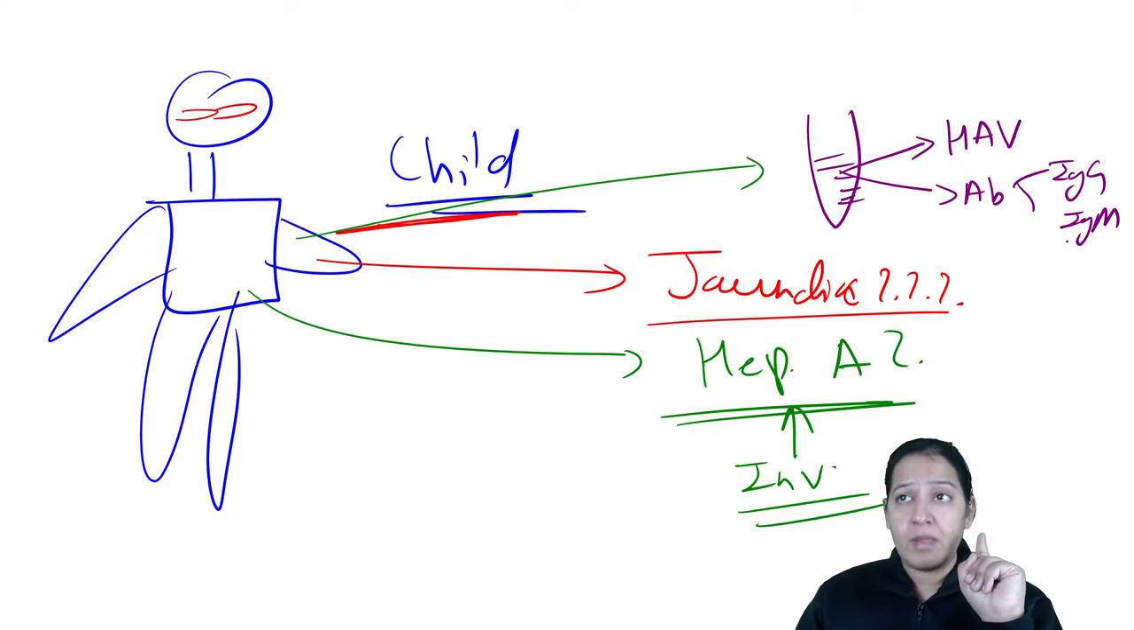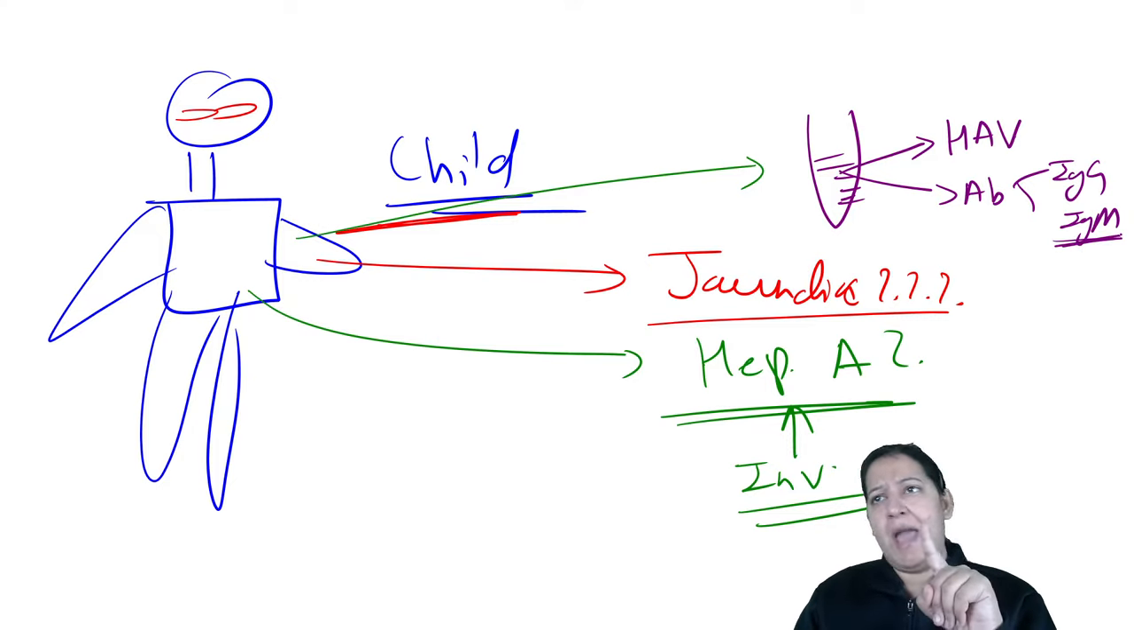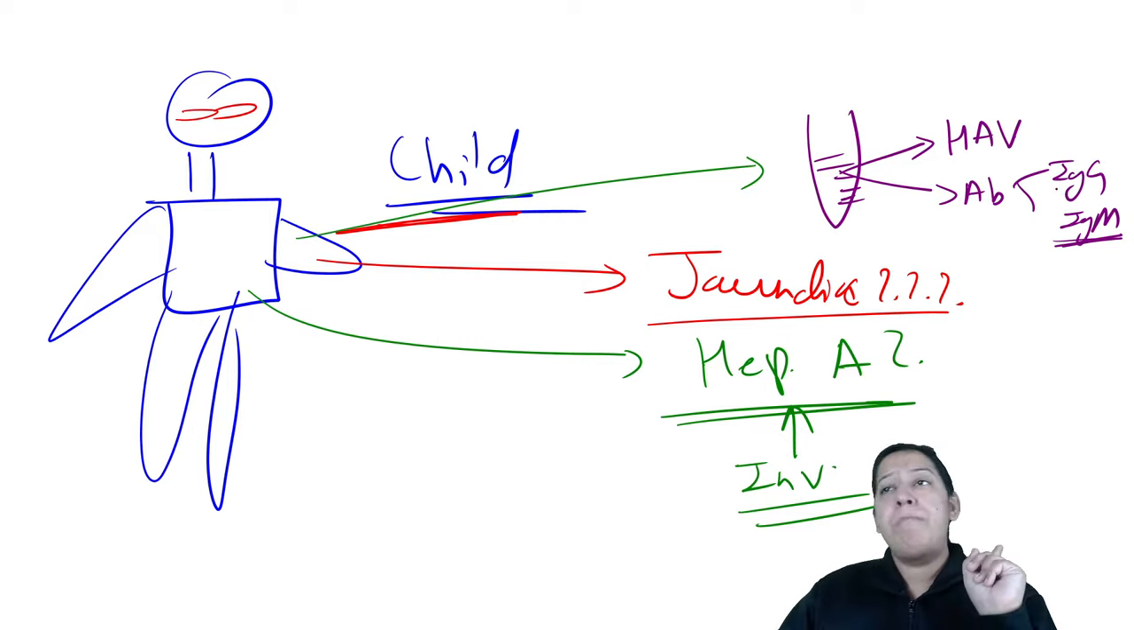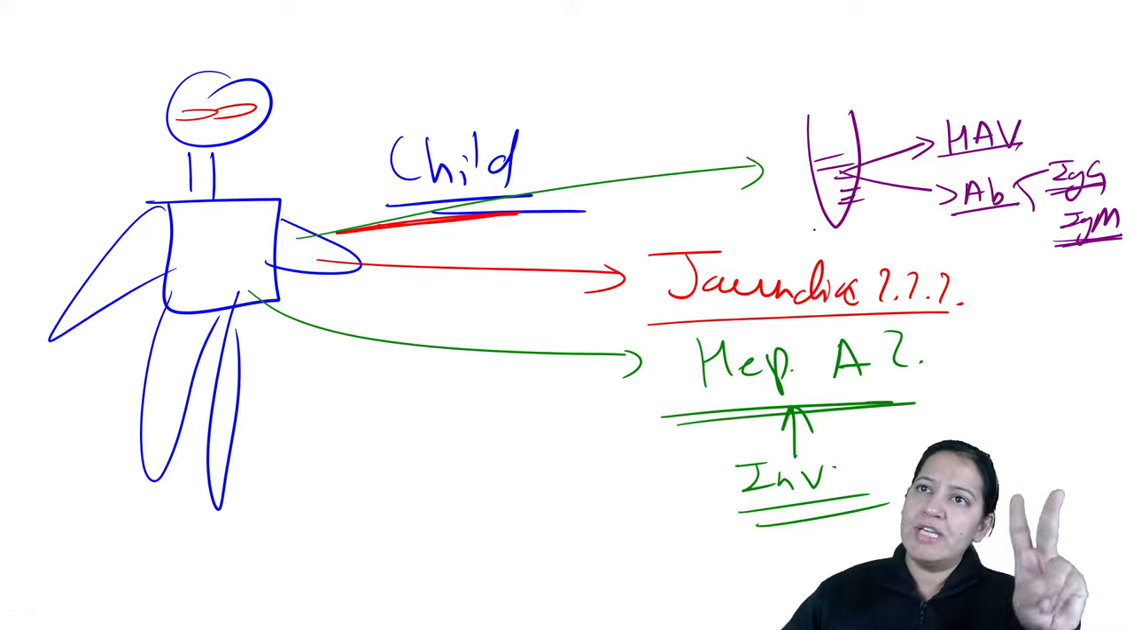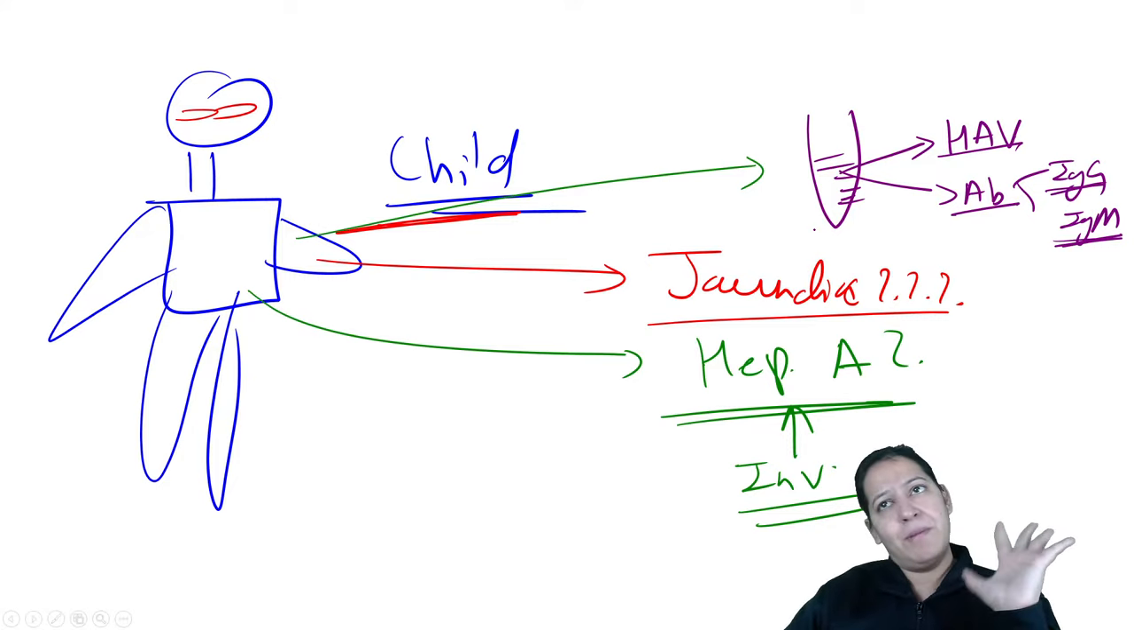If the infection is acute, it is IgM. And if the infection is a past infection, it is IgG. So antigen and antibody, two things will be present in the blood. In the blood, you can test.